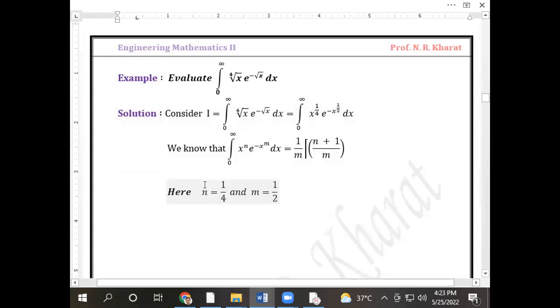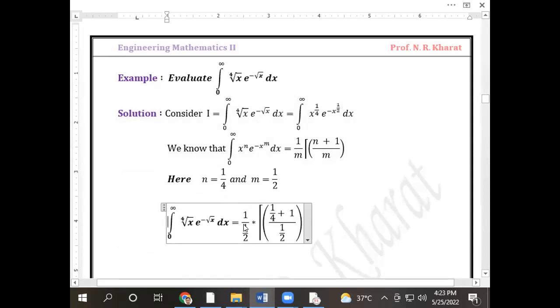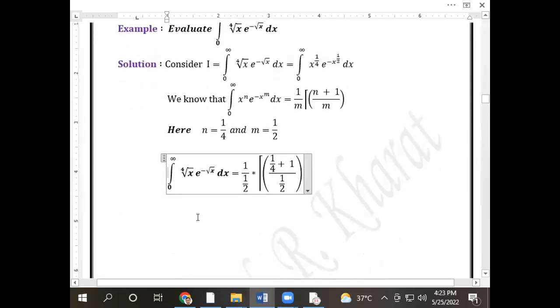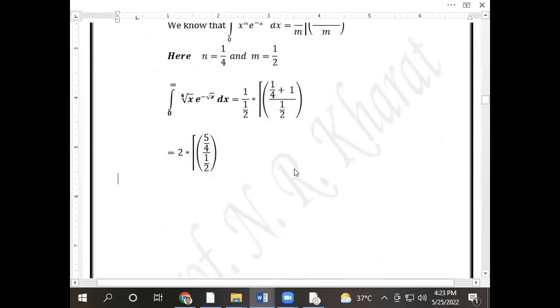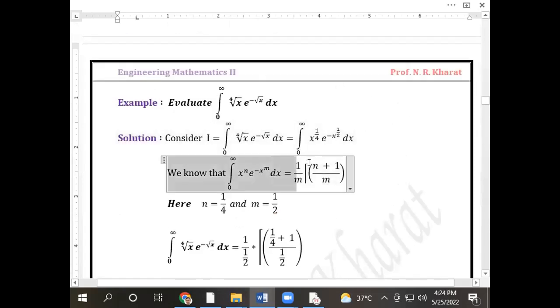Simply replacing m and n in this. When I compare, we get the value for n equal to 1 by 4, m equal to 1 by 2. Replacing these two values, 1 upon 2 into 1 by 4 plus 1 upon 2. After simplification, we get the final solution. 2 times, this addition is 5 by 4, this is 1 by 2. And lastly, after simplification, this is the solution. In this way, we can find the solution of such a type of example.